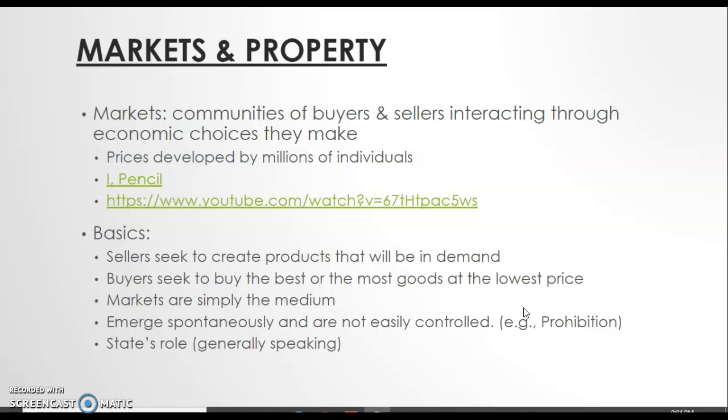And so, the basics here: sellers seek to create products that will be in demand. Buyers seek to buy the best or the most goods at the lowest price. So they're kind of at odds with each other. They have different goals, right? A seller wants to make money, a buyer wants to save money. And markets are simply the medium, meaning the way that this happens. The kind of place, but it's a figurative place where those two camps interact, the sellers and the buyers. And markets do emerge spontaneously and are not easily controlled.